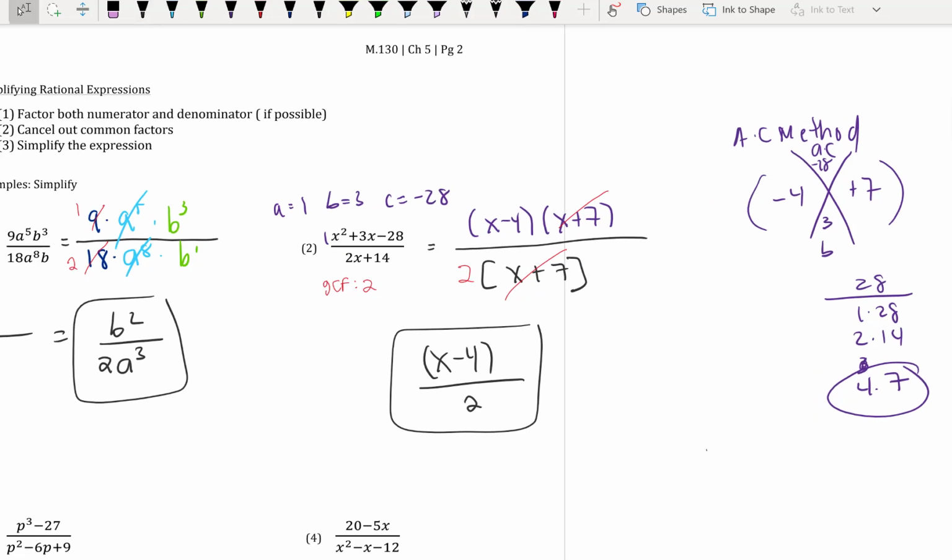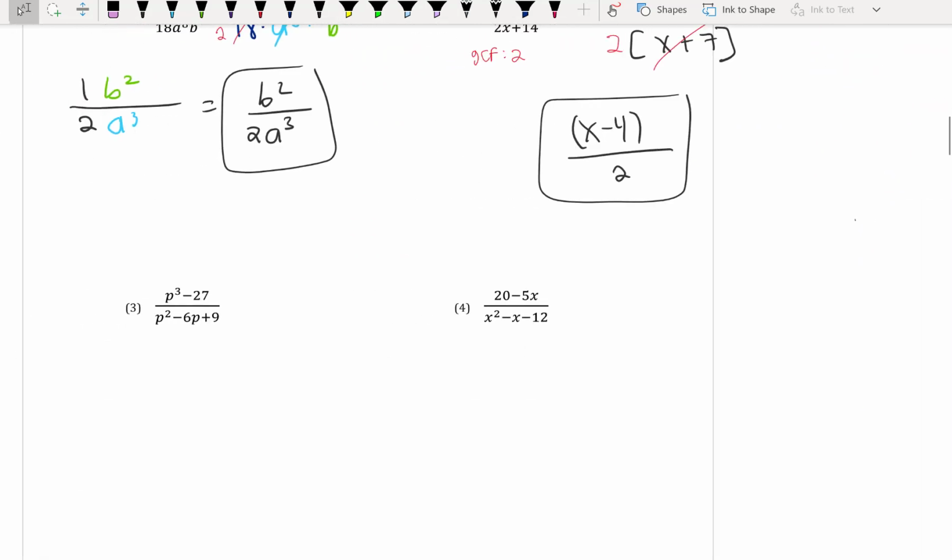And notice how I'm doing all of my scratch work over to the side. So if you need to do the AC method and draw it out or do your guess and check, always do it off to the side, either to the right, to the left, or have some scratch paper. Usually you just want to keep your work as organized and as neat as possible. So if you want to get messy, have a place where you're going to be messy.